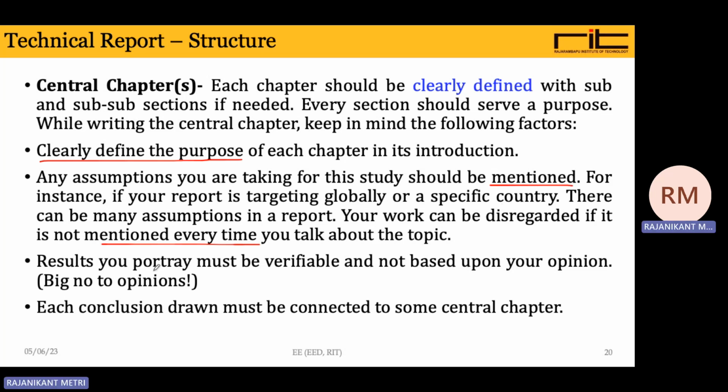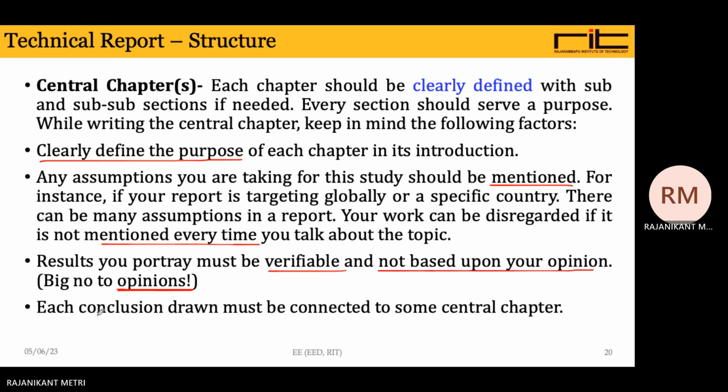Then, results you portray must be verifiable and not based upon your opinions. Results should not be based on your perception or your opinions. They should be verifiable, or proved by other researchers if they want, or you need to show them, keeping the proofs with whatever results you are obtaining. So there is nothing like opinions in technical reports.